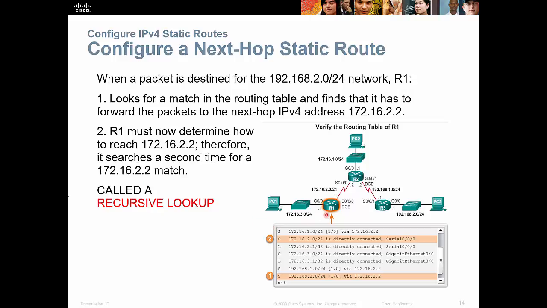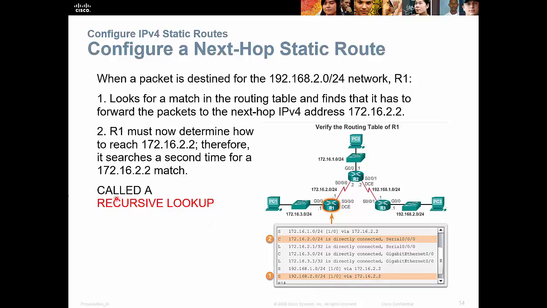So router 1's going to say, okay, I need to get to 192.168.2.2. Oh, cool, I have a static route for that. I have 192.168.2, it's a /24 network, and I'm connected via 172.16.2.2. Cool, I know where to go. Wait a minute, how am I connected to this?